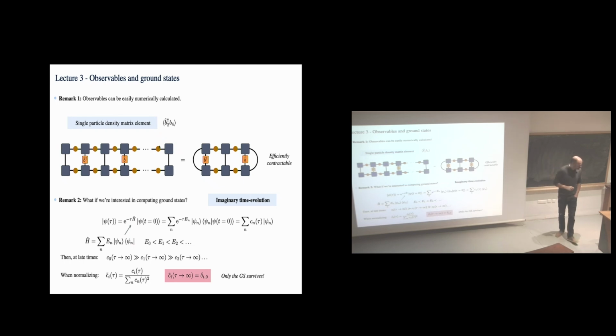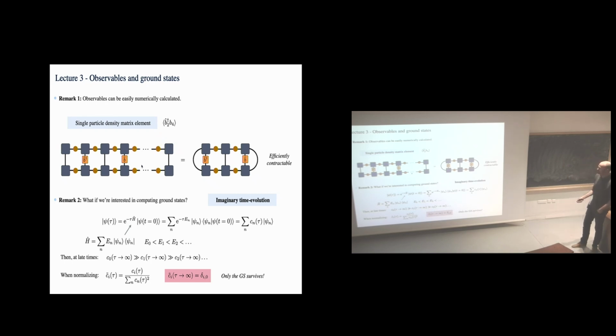Okay, the last comment I want to make is something I already implicitly used in the very first lecture without telling you why it works. That's why I chose to introduce this time evolving block decimation algorithm, because if you implement this, I'd say it's not the most efficient one, but with this you can really do everything. You can also just compute ground states. And computing ground states works, again, with imaginary time evolution. It's just a super simple concept.